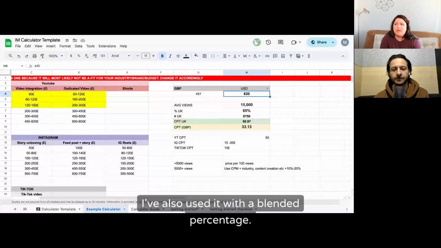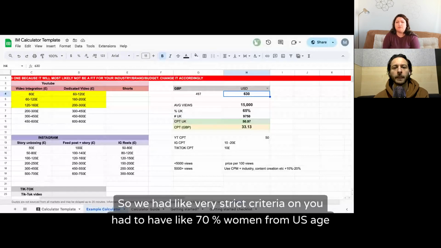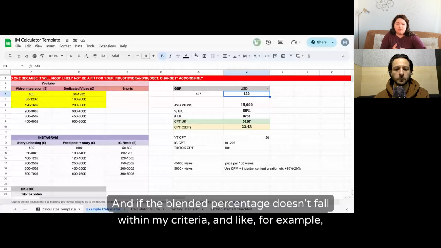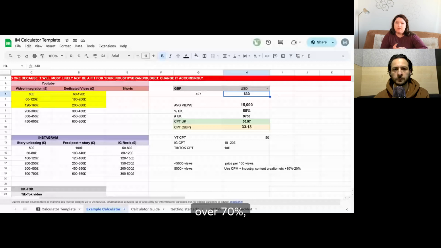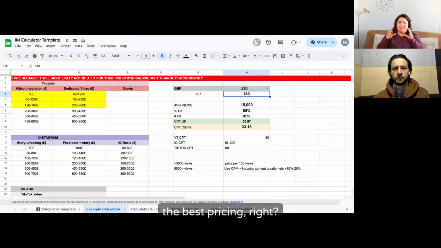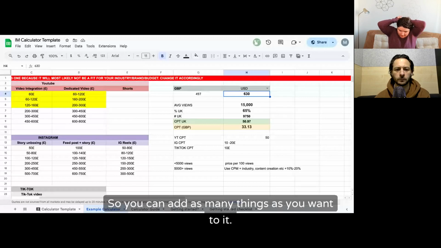I've also used it with a blended percentage. So we had very strict criteria: you had to have like 70% women from the US, in a certain age range. And if the blended percentage doesn't fall within my criteria, for example over 70%, then I don't work with that person. If it is over 60 or 70%, then I put it in the calculator and try to get the best pricing, right? So you can add as many things as you want to it.